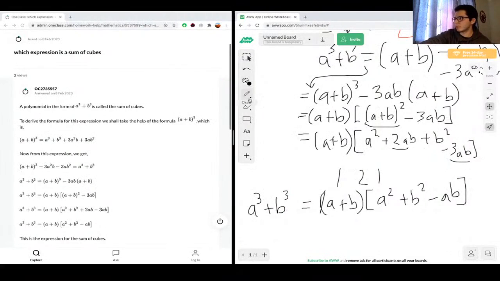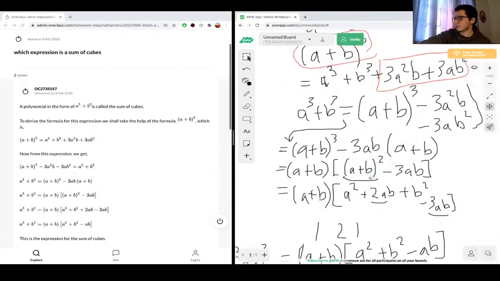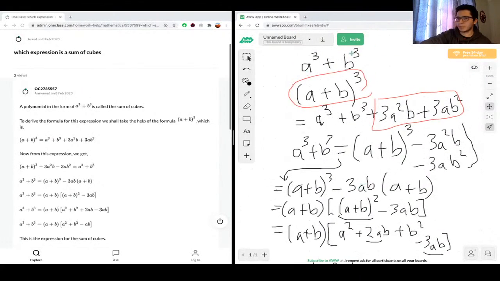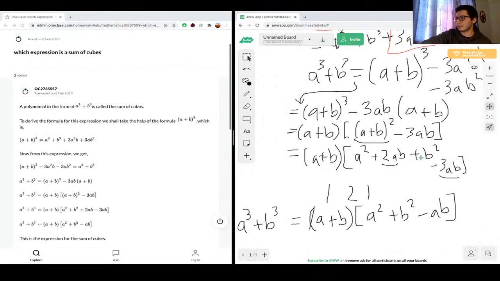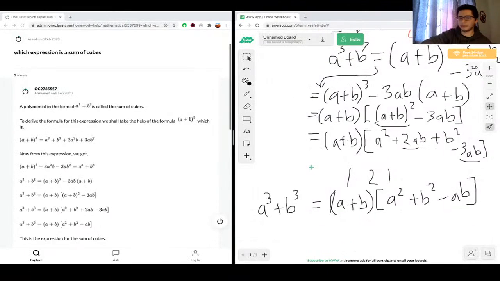I'll summarize it real quick from the beginning. We started with a cubed plus b cubed. This is what we wanted to derive the expression for, and then we started off with a plus b to the cubed. We simplified it, we factored out common terms, and then we factored out common terms again, and then expanded and added two terms together, and this is the final form that you will get. This is a helpful equation to memorize if you're presented with a function in the format a cubed plus b cubed, because right away you can simplify it into this version.